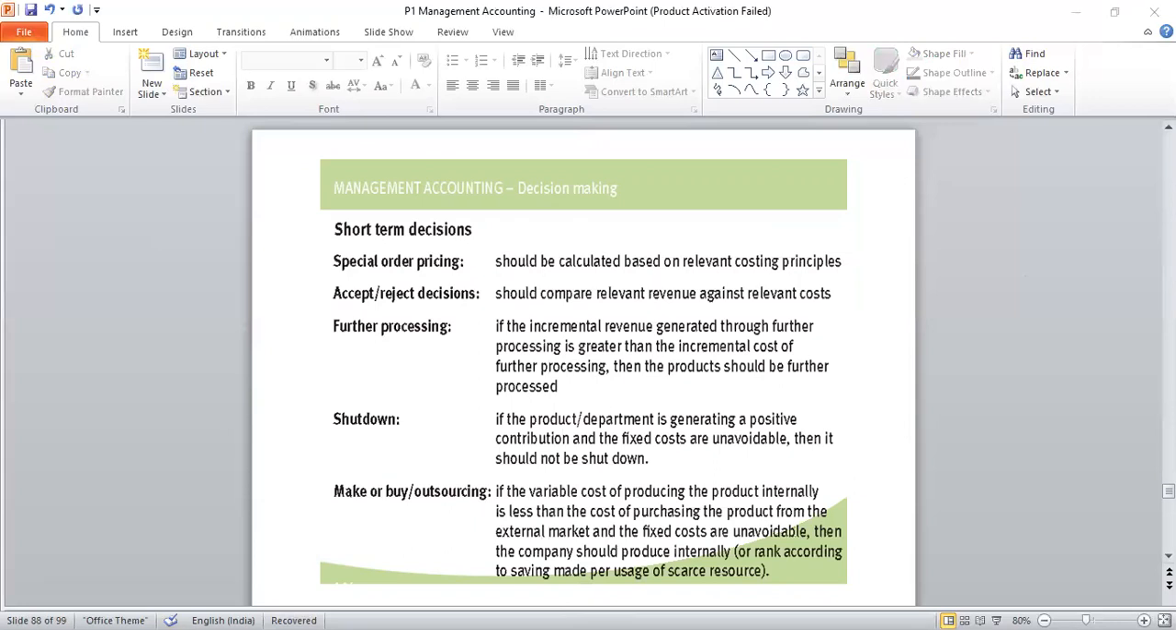So the first one, special order. Special order pricing is what should be the price for a special order. The special order is not from a regular customer. That's the first point. But there is a potential to convert this special order into a regular customer, regular order. So to attract the customer, first the customer has to get attracted.